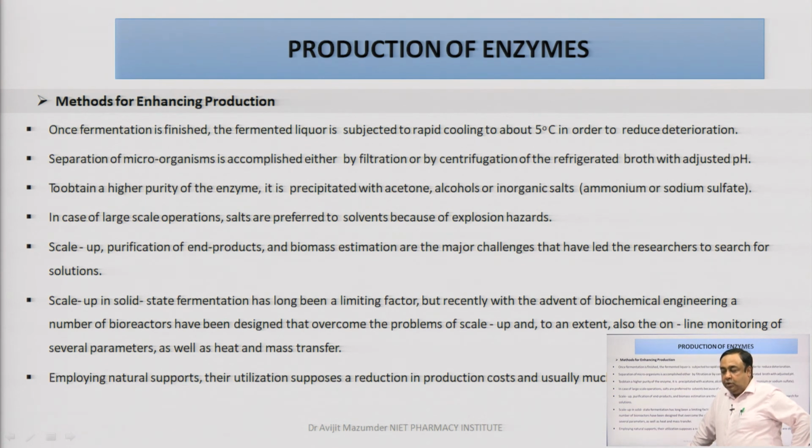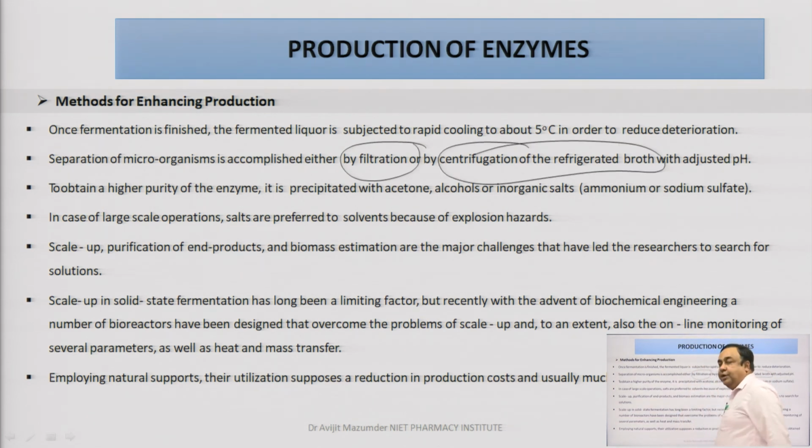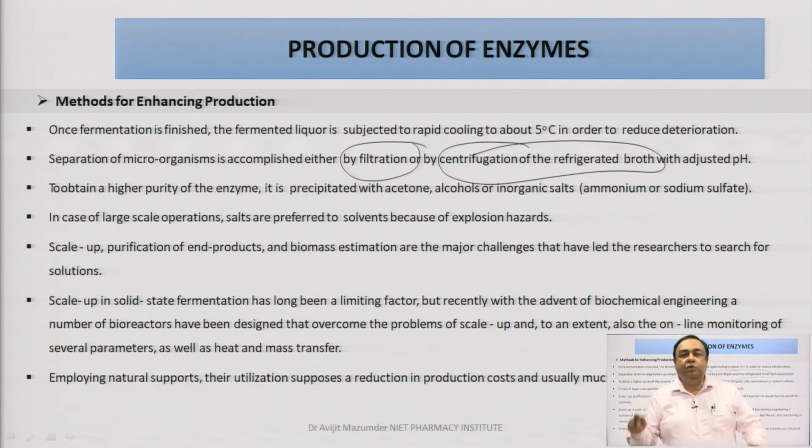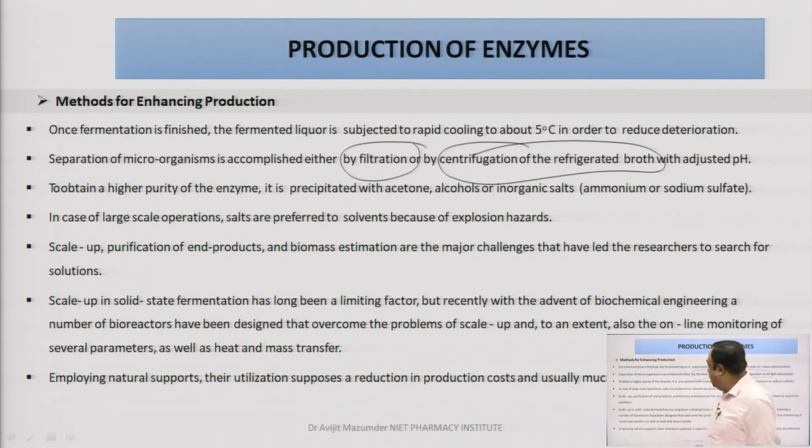Separation of microorganisms is accomplished either by filtration or by centrifugation of the refrigerated broth, but here you need to adjust the pH suitably, otherwise the enzyme activity may be lost. To obtain a higher purity of enzyme, it is precipitated with acetone, alcohols or inorganic salts. In large scale operations, salts are preferred to solvents because of the hazards of explosion.